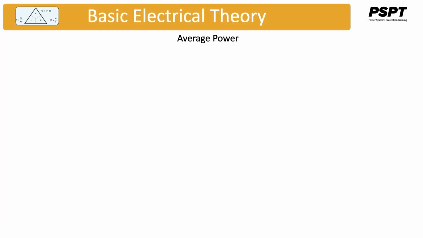So we have a way of calculating what the real average power consumed in a circuit is. It's VmIm over 2 cosine phi, where phi is the angle between the voltage and the current, and Vm and Im are the maximum values of the sinusoidal waves that we're using to describe the voltage and the current.